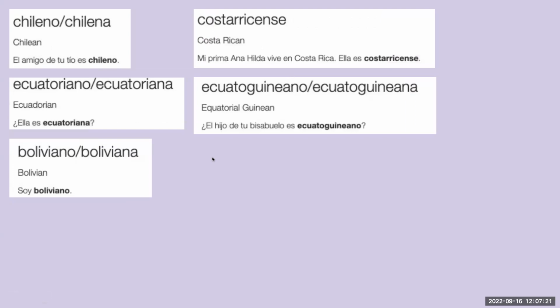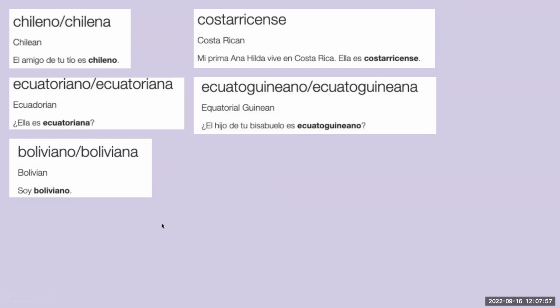All right, some more. Chileno would be a man from Chile. Chilena would be a woman from Chile. El amigo de tu tío es chileno. The friend of your uncle is Chilean. Ecuatoriano would be a man from Ecuador. Ecuatoriana would be a woman from Ecuador. So ella es ecuatoriana. She's Ecuadorian. Boliviano would be a man from Bolivia. Boliviana would be a woman from Bolivia. Soy boliviano. I'm Bolivian.